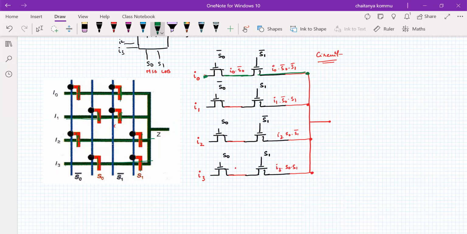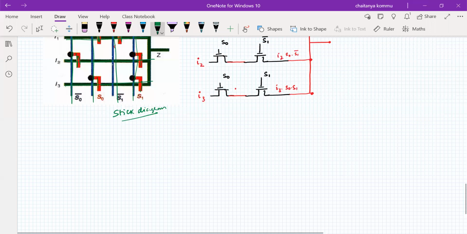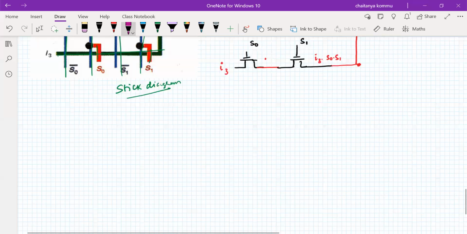Therefore, for the connection purpose, we use the metal lines over there. These are the metal lines for I0, S0, S1, S2 connected there. So that's it. This is the stick diagram for the given piece of circuit. That's it, just for the implementation part, as I mentioned, we are discussing only the implementation part.